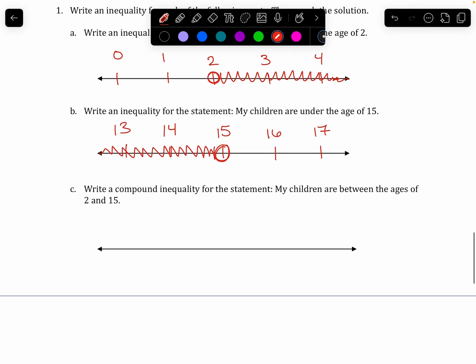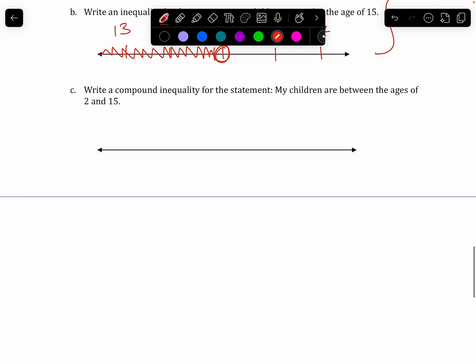The next thing that I'm going to talk about, though, is a compound inequality. This says, write a compound inequality for the statement. My children are between the ages of 2 and 15. So what I'm doing is I'm basically combining both graphs for part A and part B into one graph. So it's going to look a little funky, okay, but just bear with me. I've got 1, 2, 3, 4, 5, 6, 7, 8, 9, 10, 11, 12, 13, 14, 15, 16, 17, 18, 19, 20, whatever. Okay, so 1, 2, 3, 4, 5, 6, 7, 8, 9. I'm just going to put a 9 there.